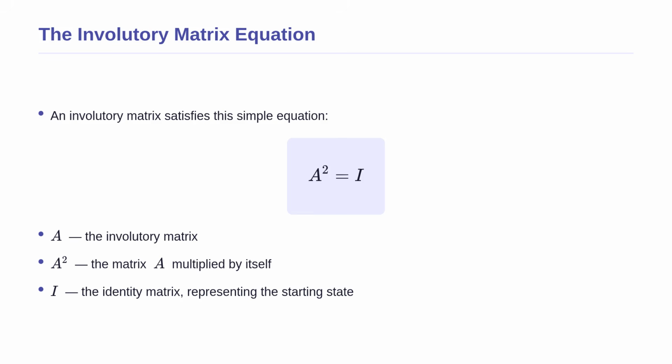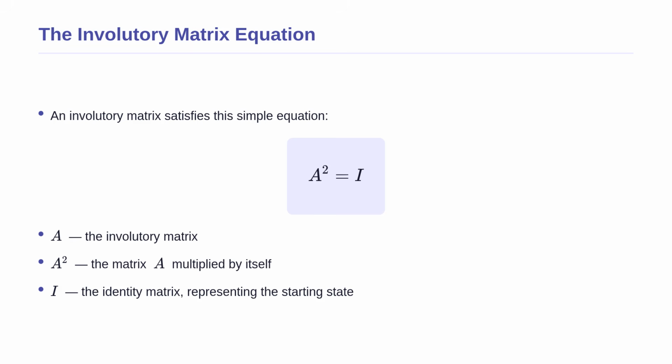Formally, an involutory matrix satisfies a very simple equation. A squared equals I. Conceptually, this means applying the transformation 2 times in a row cancels out all changes. Looking at the symbols, A is our involutory matrix. A squared simply means the matrix A multiplied by its exact self. And I is the identity matrix, representing the do-nothing state.